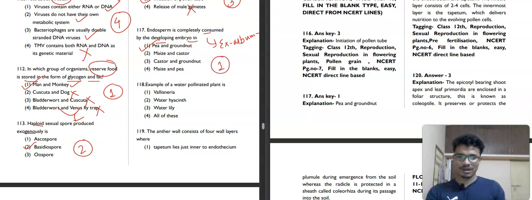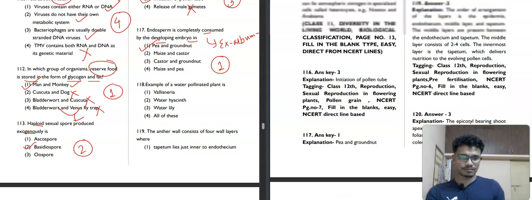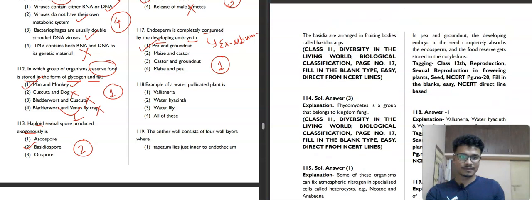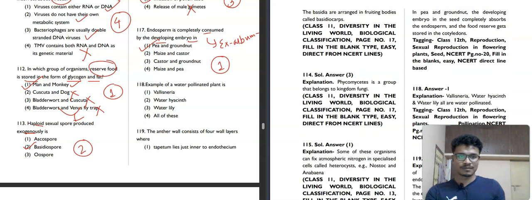This kind of question is totally data based. I mean, you need to remember to answer this sort of question. There is no understanding here. You can also see why endosperm is completely consumed. You can remember that in pea and groundnuts, the developing embryo in the seed completely absorbs the endosperm, and the food reserve gets stored in cotyledons. That's why the first option will be your correct answer.